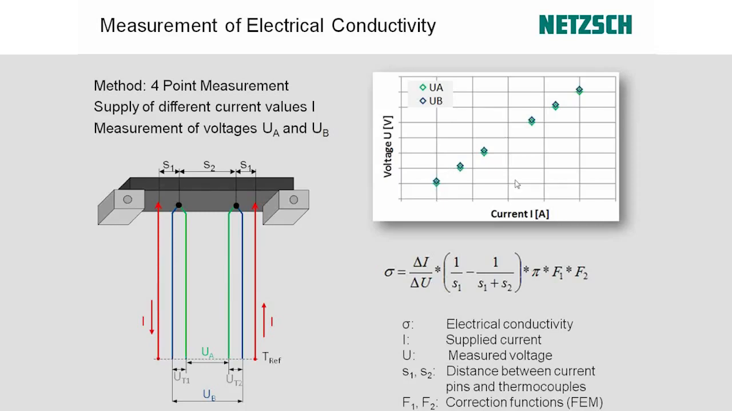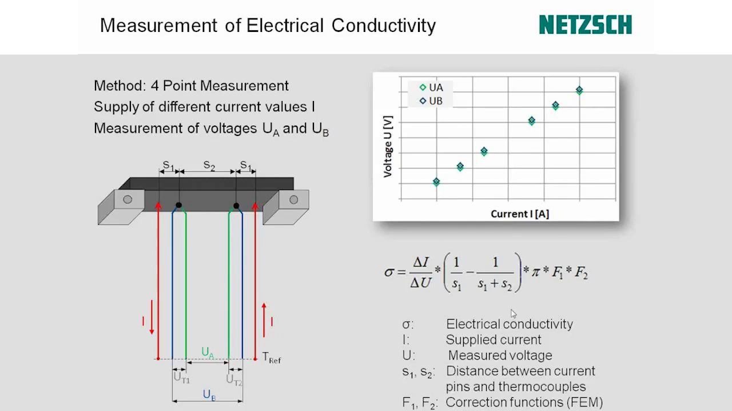and this plot here shows us the results of a measurement. So you can see the voltage measured UA for 3 negative currents, and the voltage for 3 positive currents, and then the same for UB. So we have 2 sets of voltage measurements through the positive legs and the negative legs of the thermocouples. The distances: S1 is the distance between the current pin and the thermocouple on each side, and S2 is the distance between the 2 thermocouples in contact with the sample.